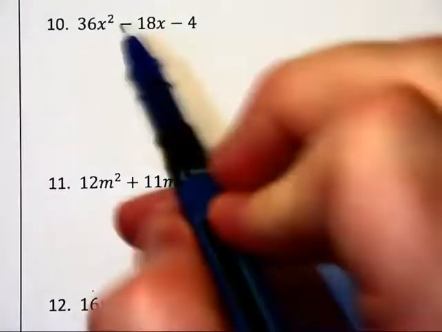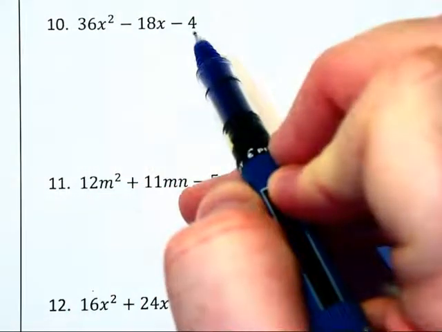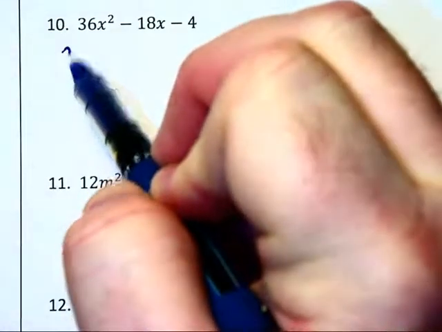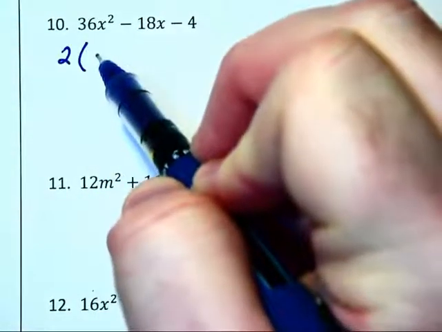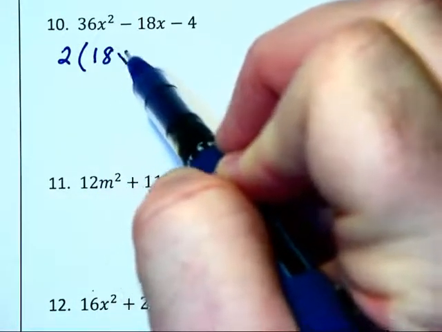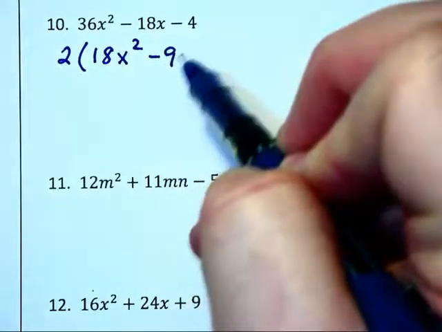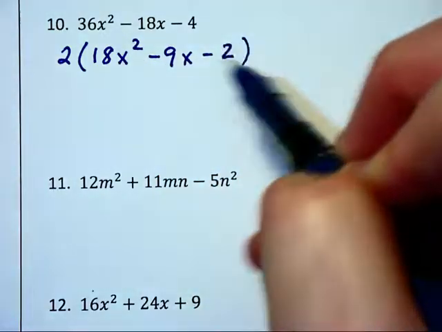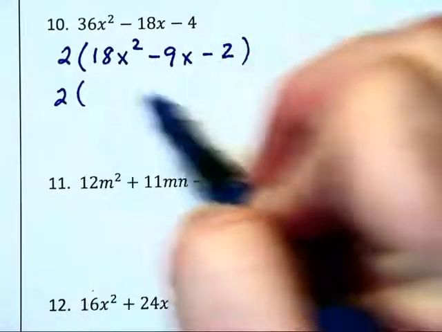In number 10, we notice that there's a common factor of 2 that goes into all three terms. So I will divide that 2 out. I will have 18x squared minus 9x minus 2, and I will leave that 2 out front when I split this up yet again.